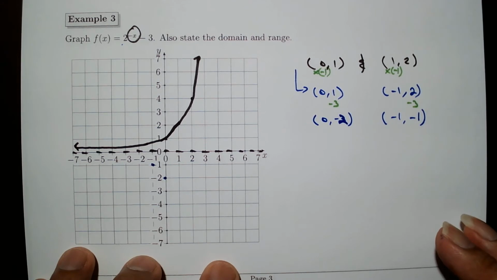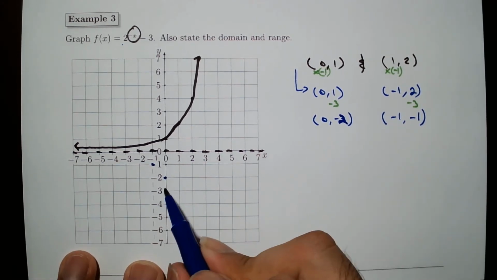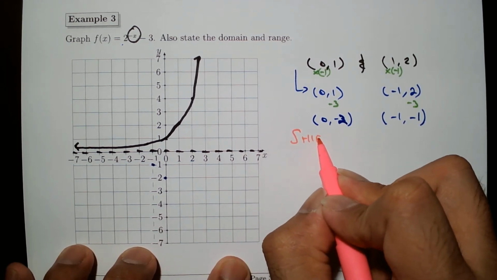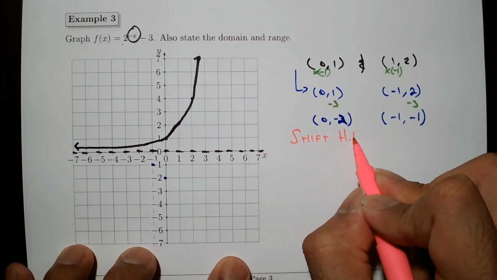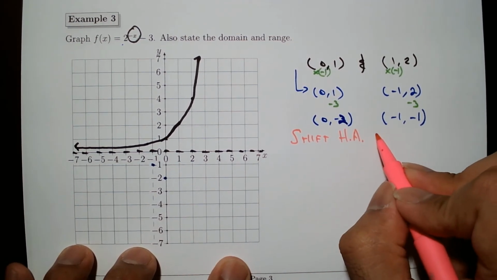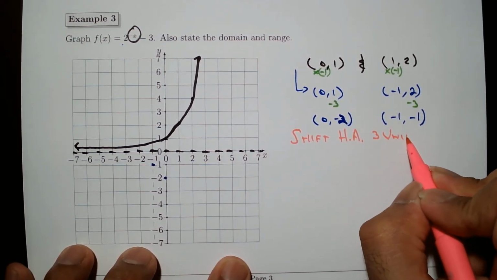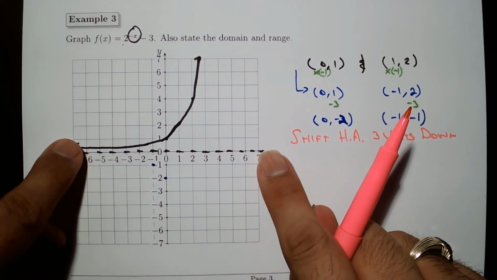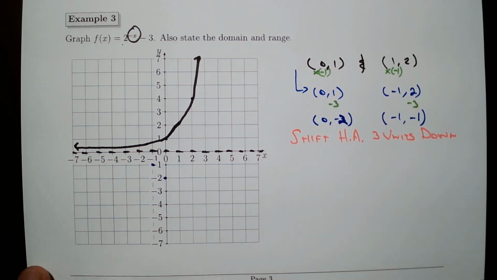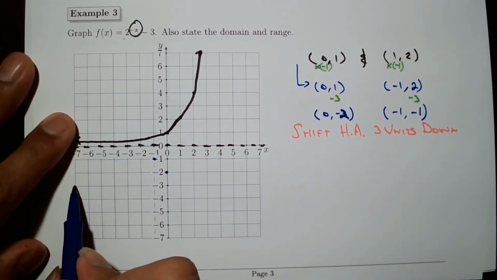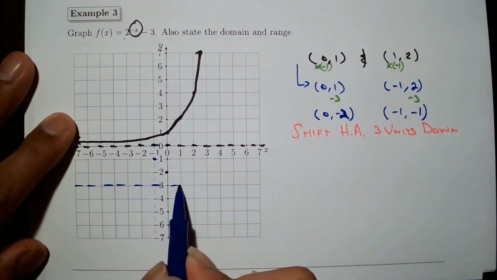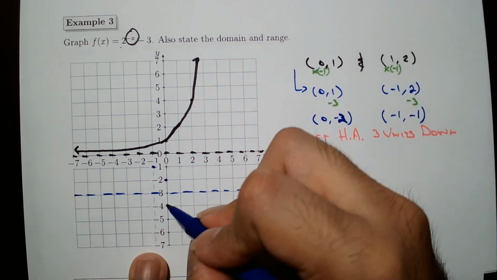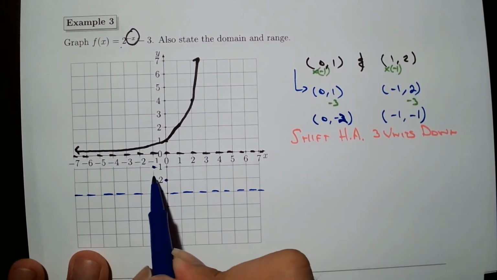So in this case, the next thing we need to do is shift the horizontal asymptote, HA for short, 3 units down. That is, I'm going to drag this dashed line, boom, 1, 2, 3 units down. And what are we going to get? We are going to get a graph like this.